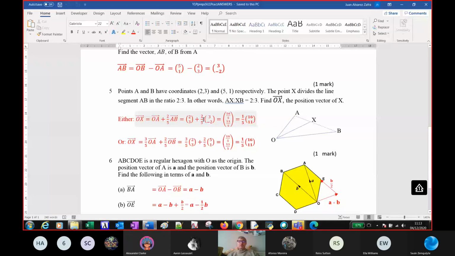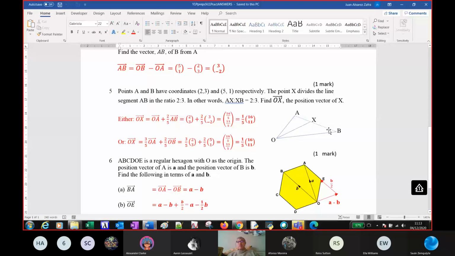And then if we do the same thing with the Y component, or the J component, we have 3 plus 2/5 of minus 2 is 15/5, plus minus 4/5 is 11/5. And so the vector OX is (16/5, 11/5), or you could factorize out the 1/5 and write it in this form. There is another way of doing it, which you're welcome to use, although most people will probably use the first, which is that we can get the position vector of OX by using a weighted average. So if this component here is 2 and this component here is 3, then what we do is we take 3/5 of OA and 2/5 of OB.